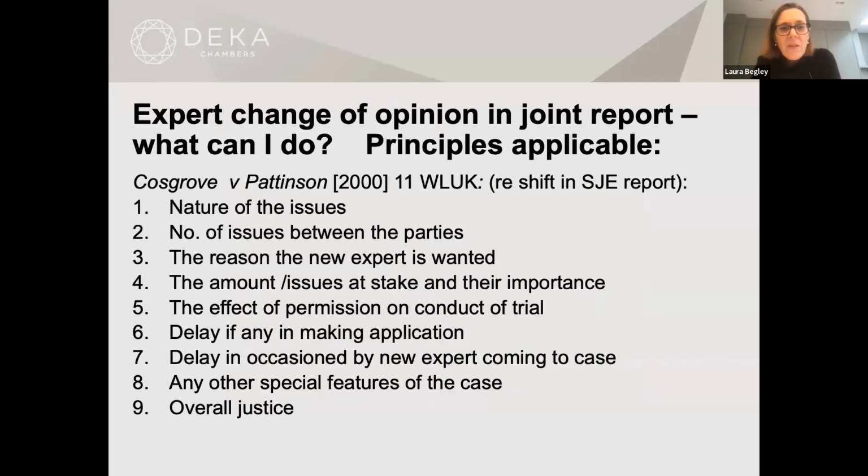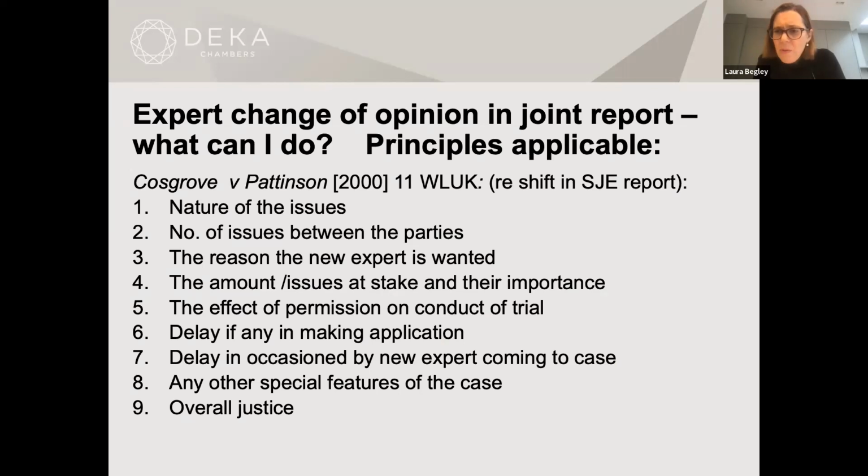And now we're going to move on to experts changing their opinions and what you can do about it and when you can do something about it. So first principles are really set out in the case of Cosgrove and Pattinson. That was a boundary dispute, but there was actually quite a lot of money at stake. And there was a single joint expert in that case.